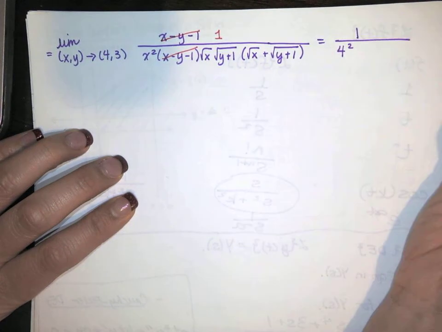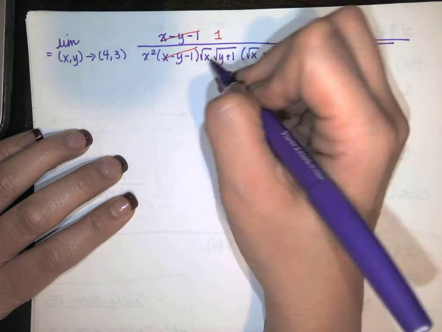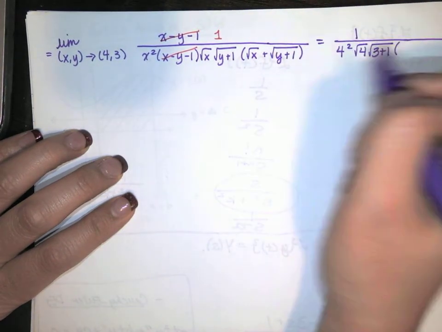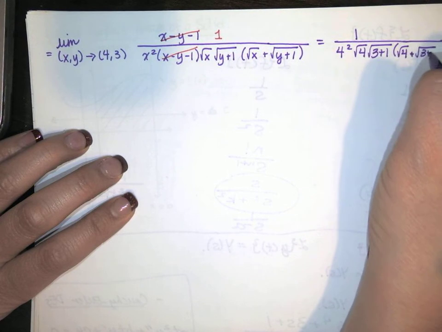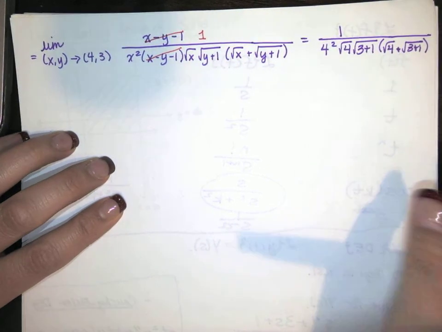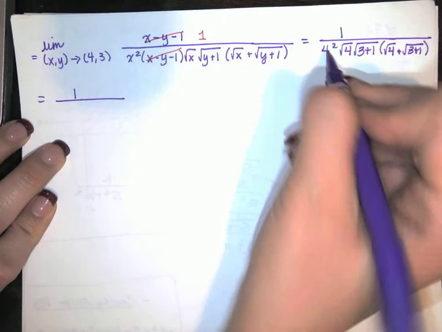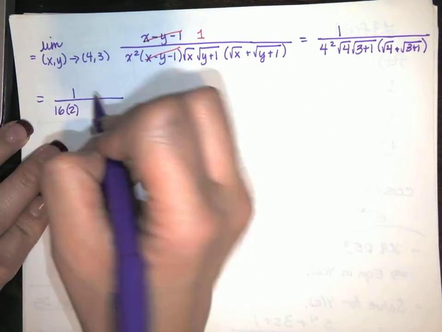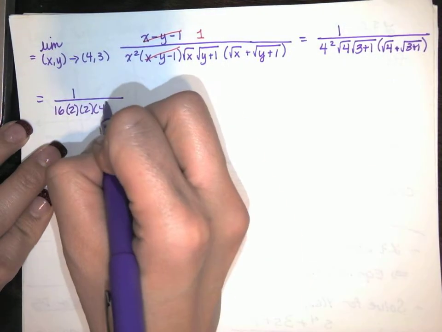So you're just going to replace x with 4. So we've got 4 squared there, times the square root of 4 times the square root of y plus 1. Y is 3. And then on that last piece, we've got the square root of x and the square root of y plus 1 over here. Okay. Now let's simplify. This is 1 over 16. Square root of 4 is 2. Square root of 4 is another 2. And that is 2 plus 2, so that's another 4.